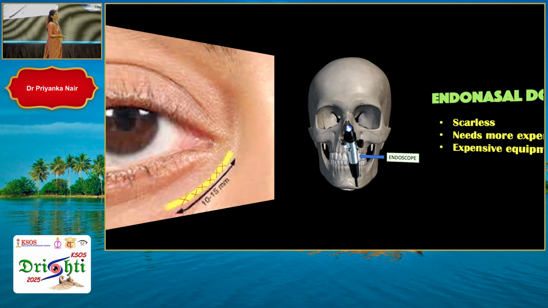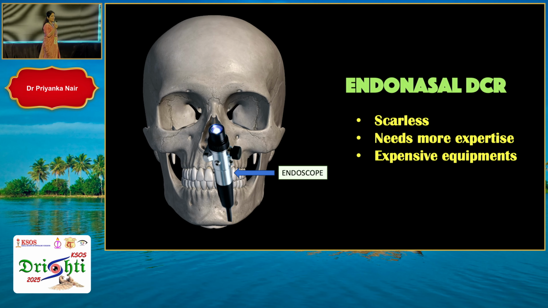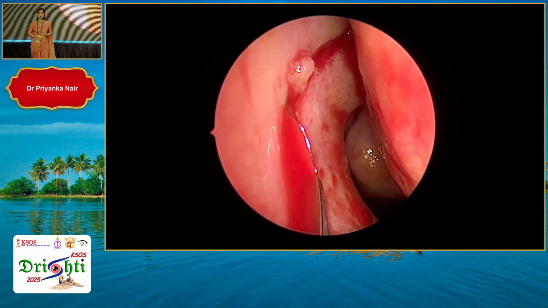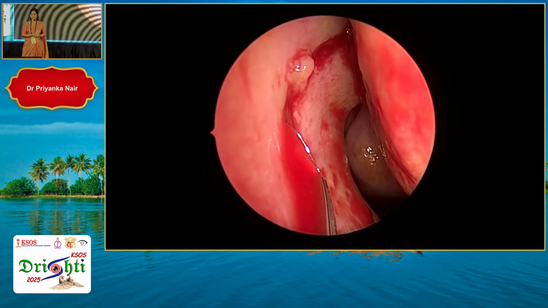Now let us move into our second approach, which is endonasal DCR. The basic concept of DCR remains the same in this surgery. You have to connect the lacrimal sac with the nasal mucosa. You just go in through the nose with an endoscope. The benefit is it is cosmetically superior because you're not giving any incision, but it needs a little more expertise. So this is a small video showing you how to do an endonasal DCR.